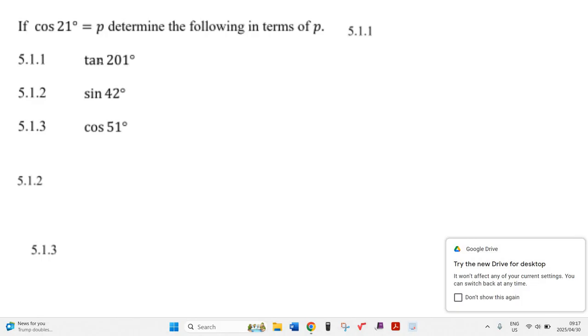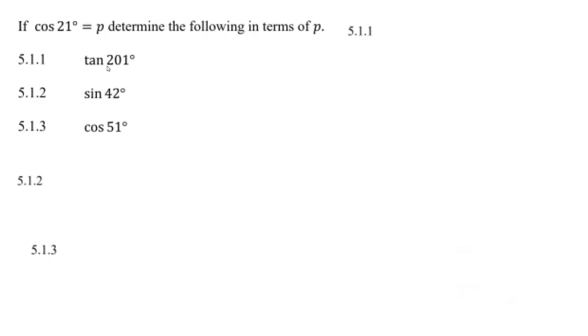Well, the first thing, this is a reduction problem. That's 21 degrees past 180 in the third quadrant where tangent is positive. That means that tan of 201 degrees is equal to the tan of 21 degrees. Now, there's a trick of building a little triangle.